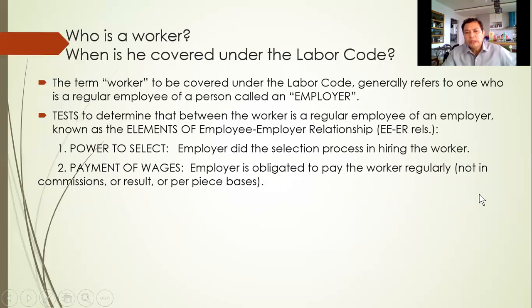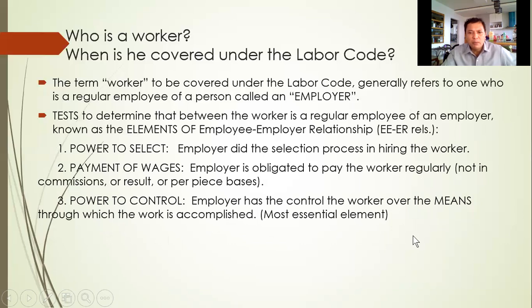Number two is the payment of wages, which answers the question, is the employer obligated to pay the worker regularly? If the answer is yes, then there is element number two. There is payment of wages. Of course, not included here are those paid by commissions or as a result of task, like those carpenters, or on a per piece basis.